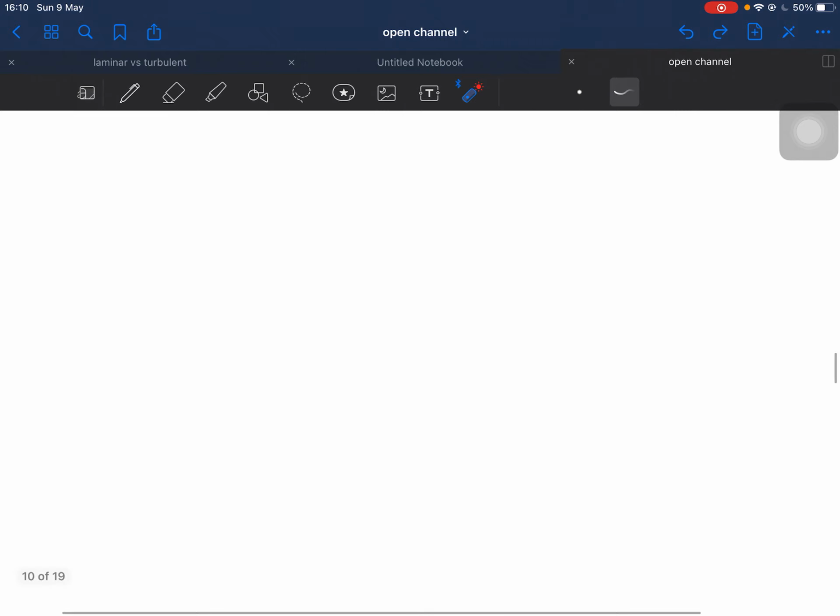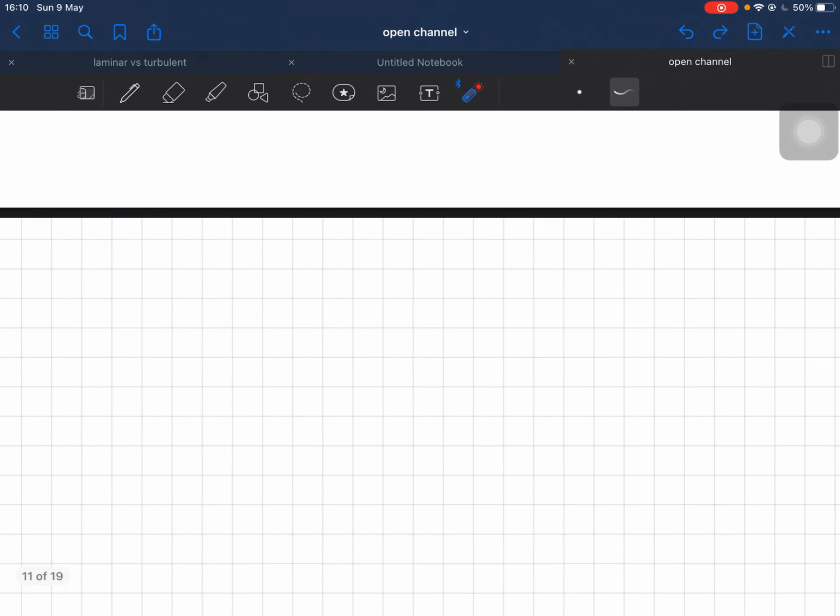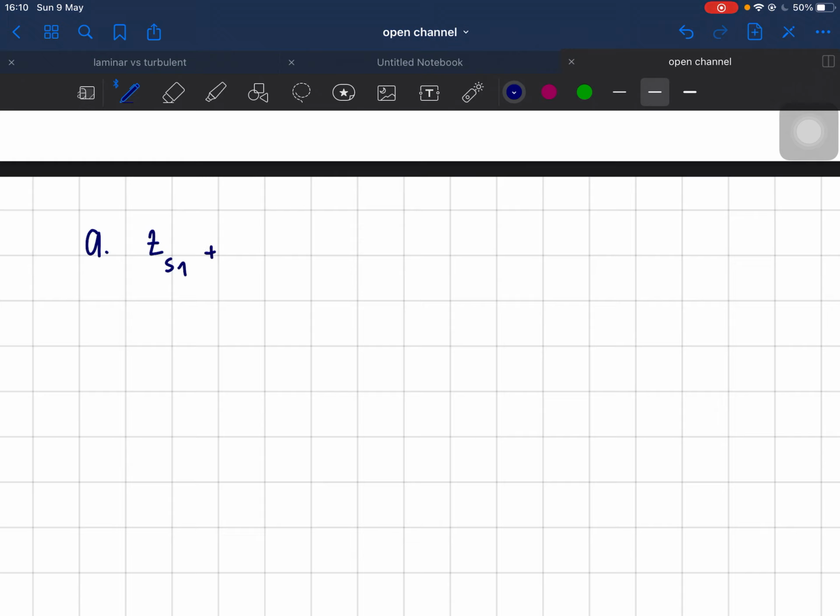Okay, so now let's start with A. We're finding the discharge rate. On either side of the gate, we have this kind of equation, which is the total head equation. So Z1, which is the datum head, plus U1 squared, which is the velocity.